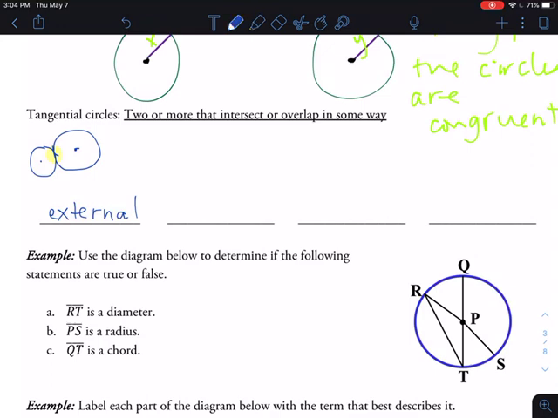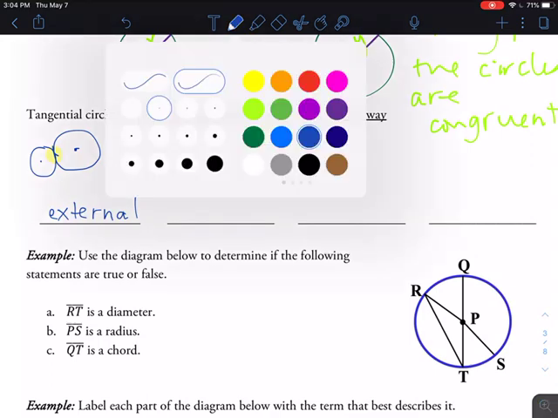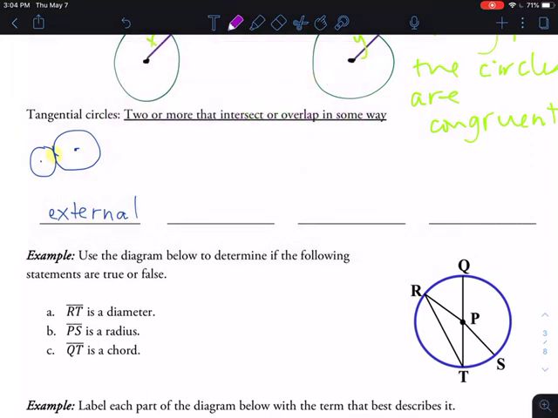Yeah, okay, next one. Let's pick a different color. That's purple. Then there's internal, okay? So that means there are 2 circles with their centers, and again, they're just touching there, okay? They overlap only in that spot, but this time one of the circles was inside the other.